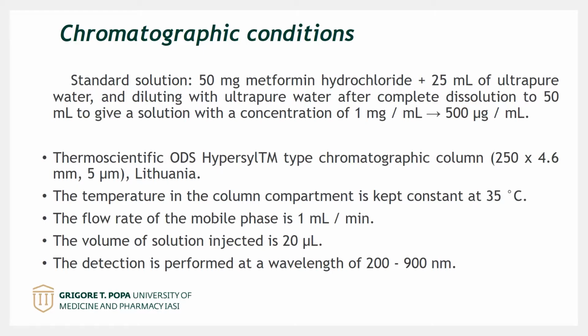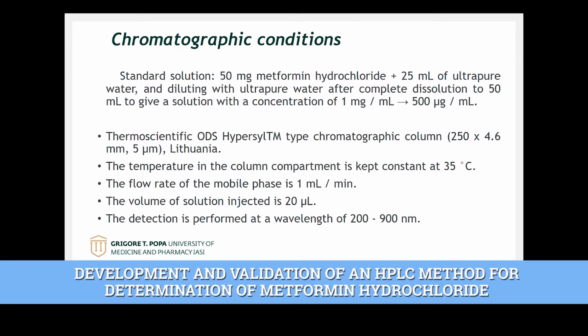The temperature in the column compartment is kept constant at 35 degrees Celsius. Detection is performed at several wavelengths in the range of 200 to 900 nanometers. The flow rate of the mobile phase is 1 milliliter per minute.